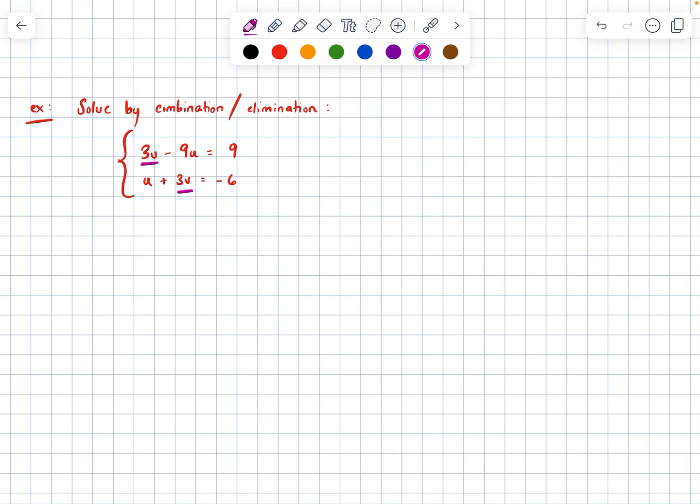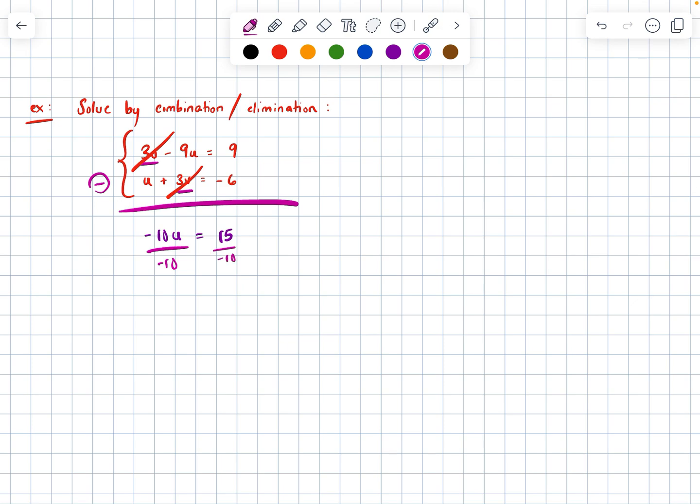Alrighty, let's do it. So notice I've got 3v here on top, 3v here on the bottom. If I want to undo a positive 3v and a positive 3v, I probably want to subtract 3v from 3v. So I'm going to use subtraction here. Using subtraction, 3v minus 3v, that's 0. I've got negative 9u minus u. That's going to be negative 10u. And then that's going to be equal to 9 minus negative 6. 9 minus negative 6 means 9 plus 6, which is 15.